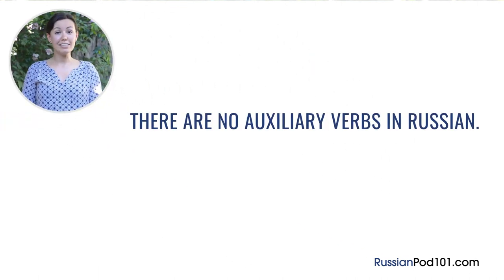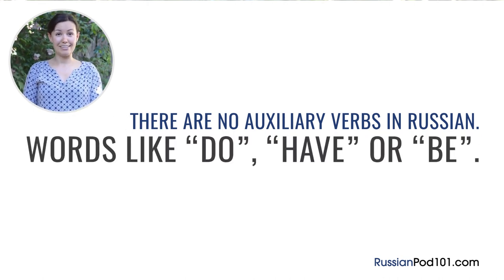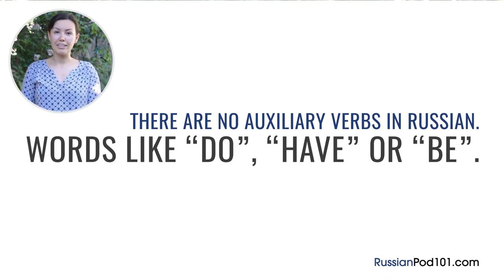Another thing that makes learning Russian just a bit easier is that there are no auxiliary verbs in Russian, words like do, have, or be. Of course, we do have all these basic words in Russian. The thing is that they don't act like auxiliaries in the sentences.